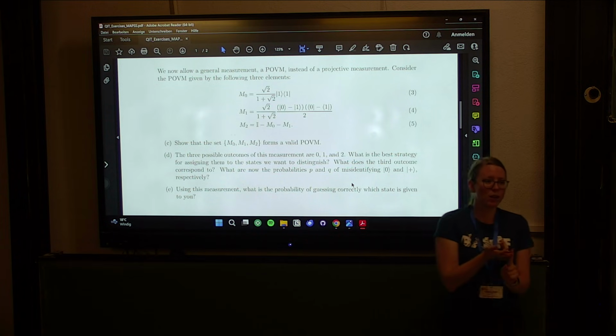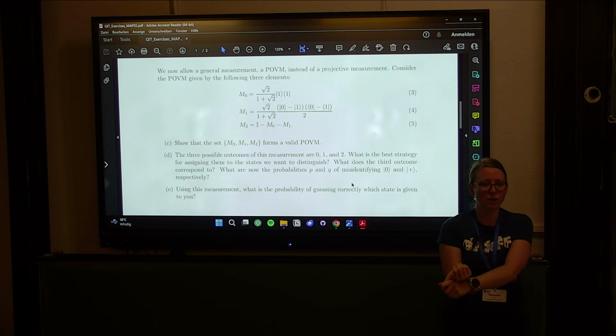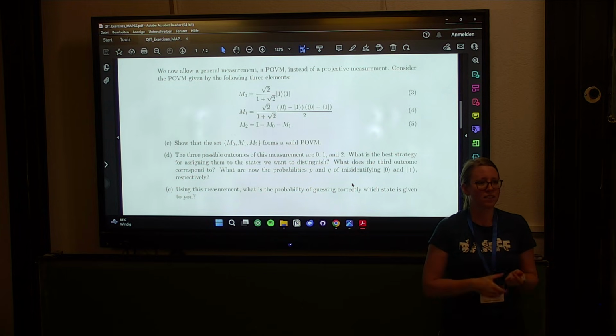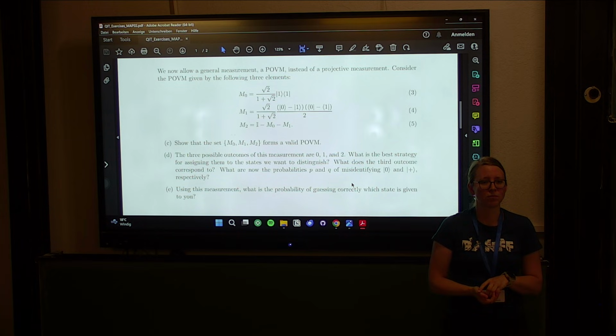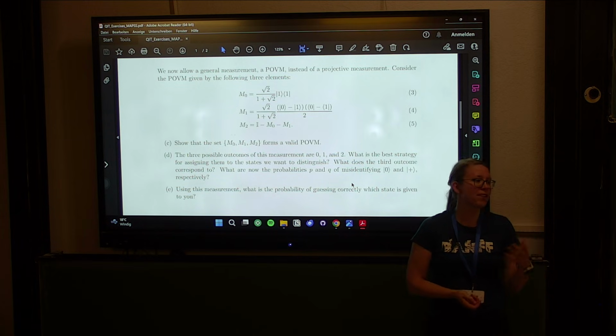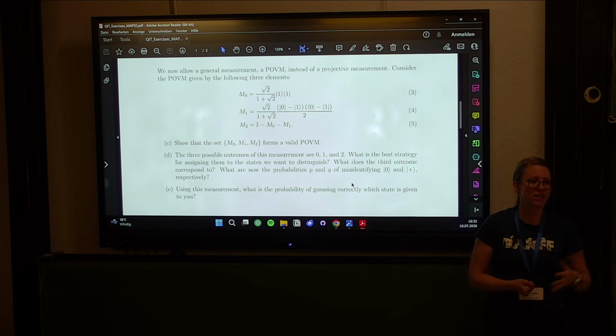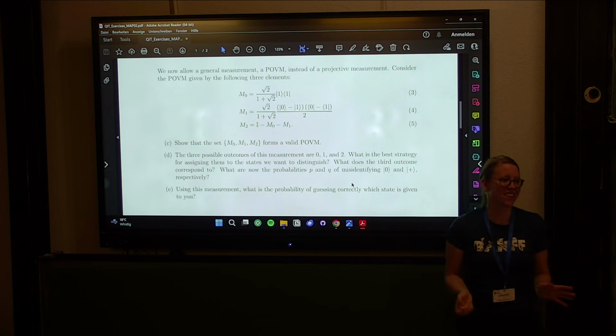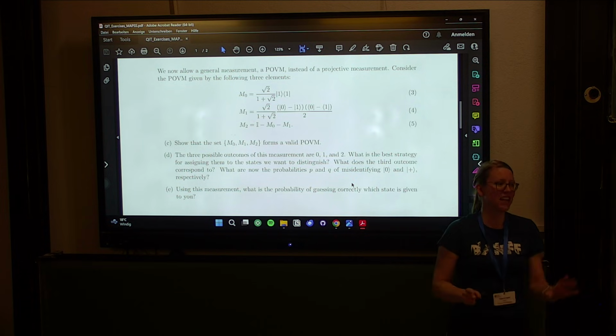And now that I have 3 outcomes, I can't just say, okay, 1 corresponds to 0, the other corresponds to plus, because what do I do with the 3rd outcome? What would be a good strategy? What's the 3rd possible thing that I could guess? Yes, exactly. You can refuse to guess anything. You can say, I don't know which state it is.